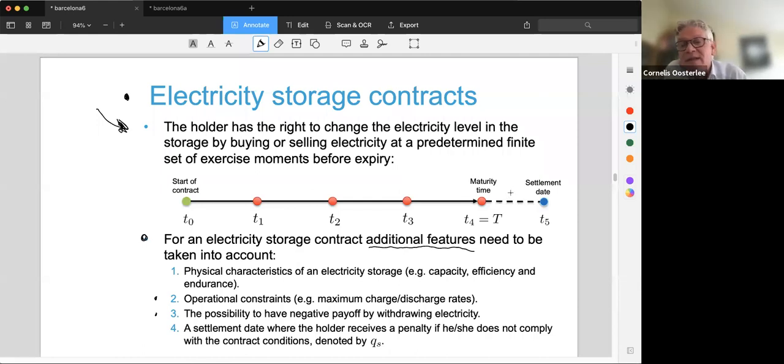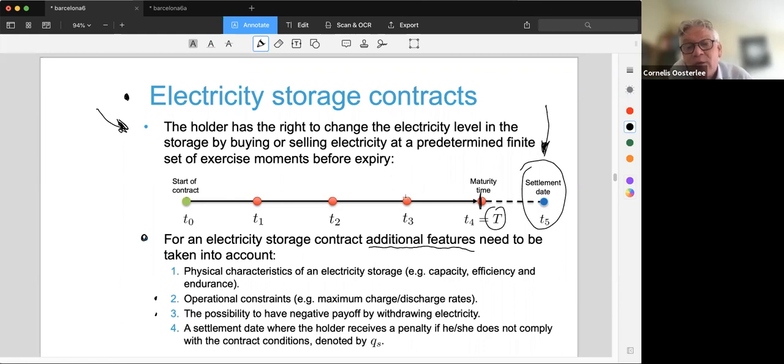And there is a settlement date here, an extra date. The contract ends at capital T here, but we have a settlement date in our system. And at the settlement date, the holder would receive a penalty if she does not comply with the contract conditions, denoted by QS. For example, when there's not enough electricity in storage, or when it's not empty, there is a penalty to pay. And we have made a settlement date in order to execute that penalty. And that penalty also plays a role in the decision to buy and sell electricity, right?